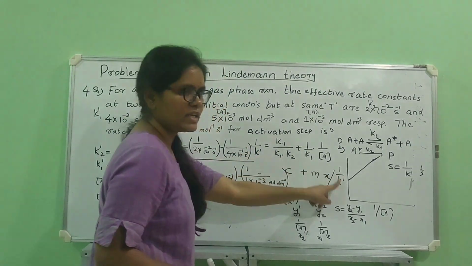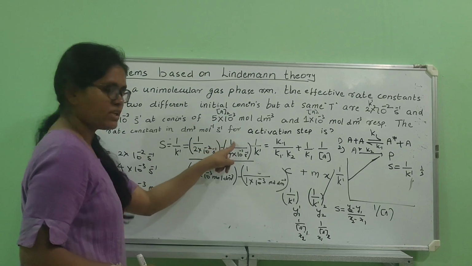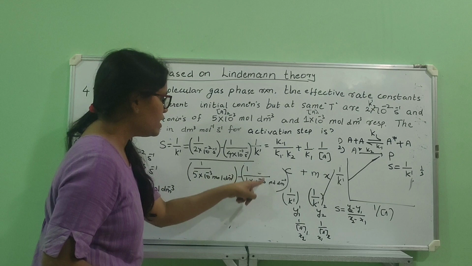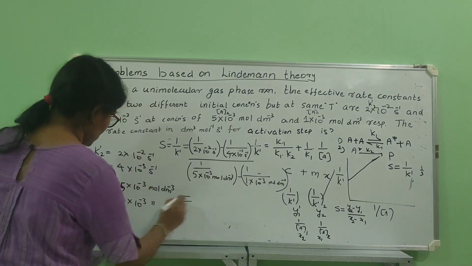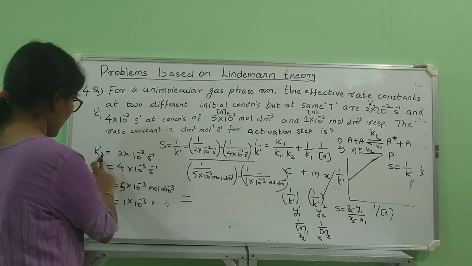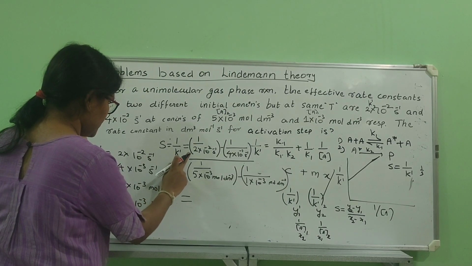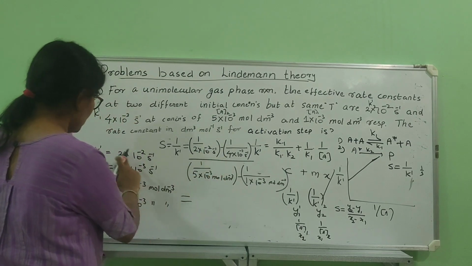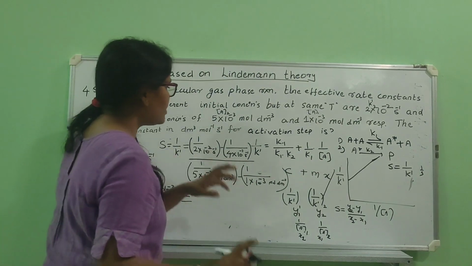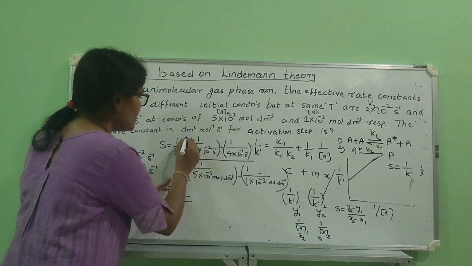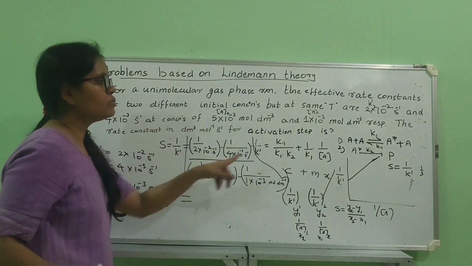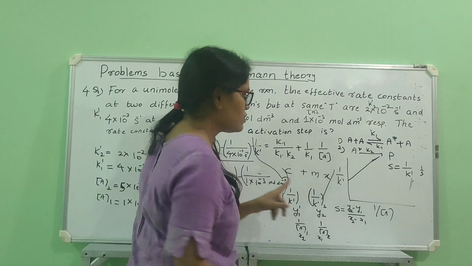So y is 1 by k dash. So 1 by k dash 2 minus 1 by k dash 1 by 1 by a2 minus 1 by a1. So if you solve this, have I substituted correct values? Yeah. This is correct. Okay. Even if you get the negative value, you can take the mod and make the slope positive, because we already know that the slope of this equation will be positive.